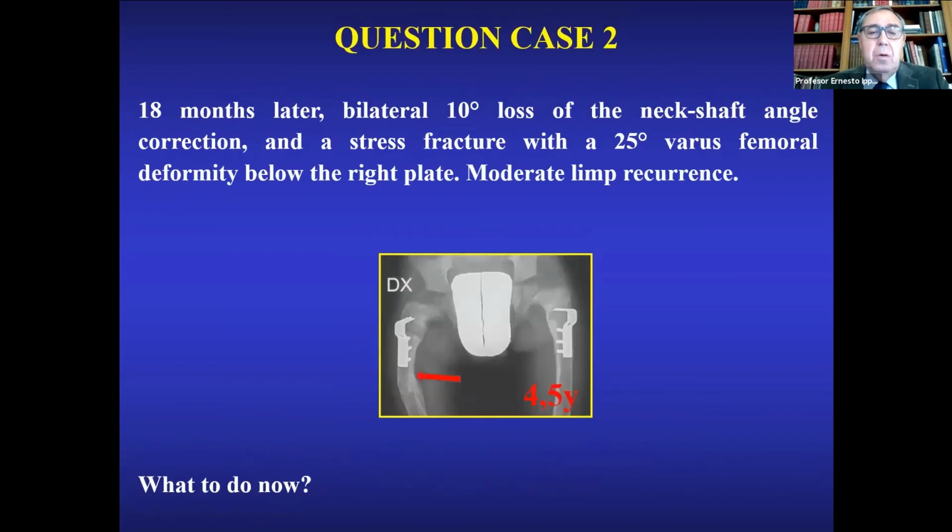18 months later, there was a bilateral 10 degrees loss of the neck shaft angle correction and a stress fracture with a 25 degrees varus femoral deformity below the right plate. There was also a moderate limb recurrence. What to do now?